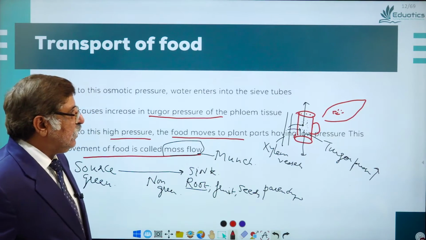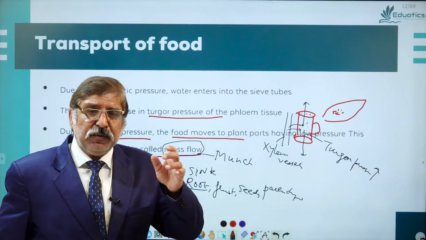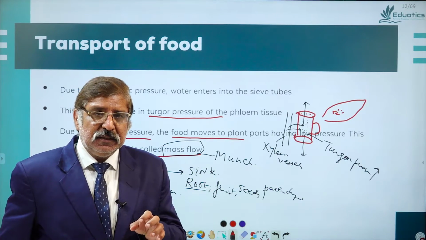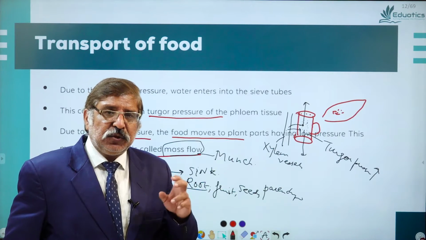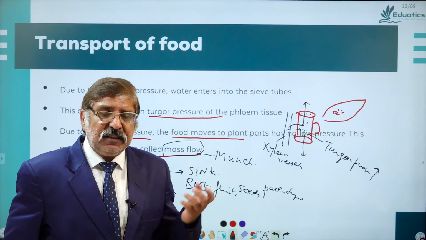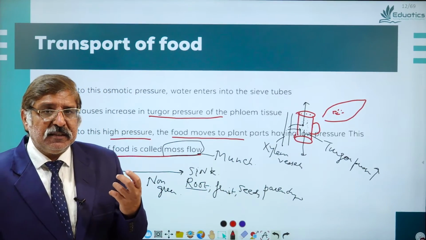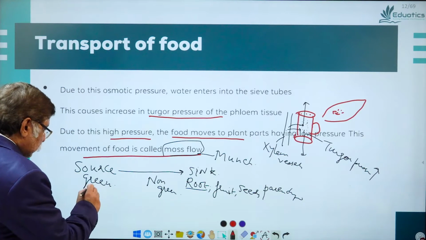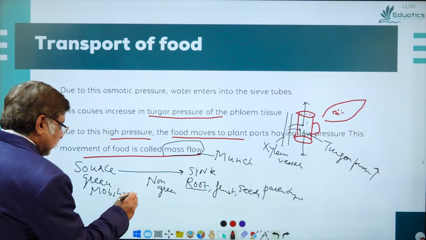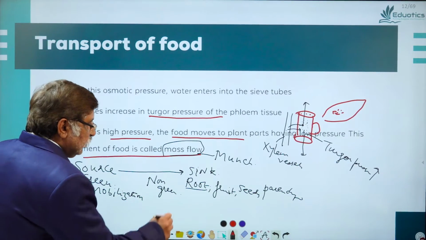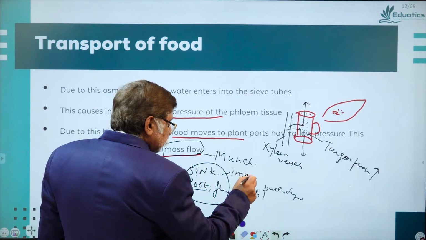In higher classes, you will study this Munch hypothesis in the concept of mobilization and immobilization. When food is present in sieve tubes, it is in soluble form as it has drawn water from the neighboring xylem vessels. This is known as mobilization. So here mobilization of food occurs. When it is to be stored at the sink, it will be immobilized again.